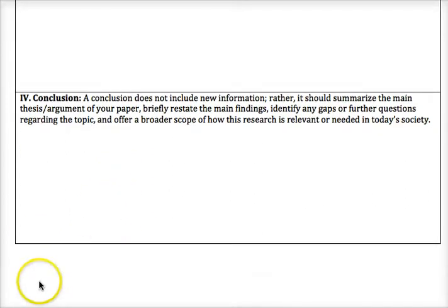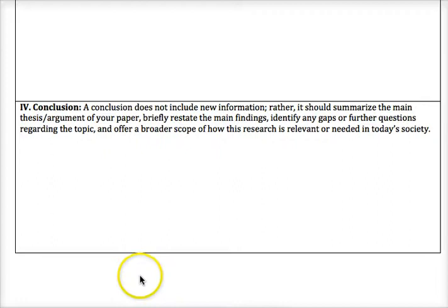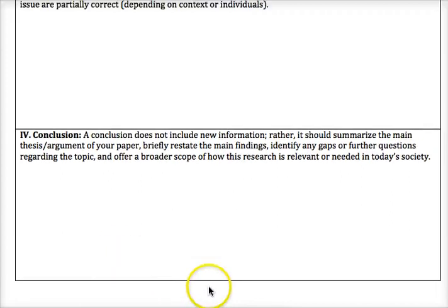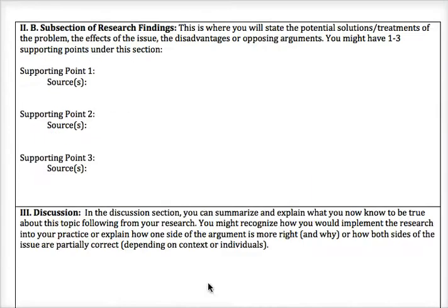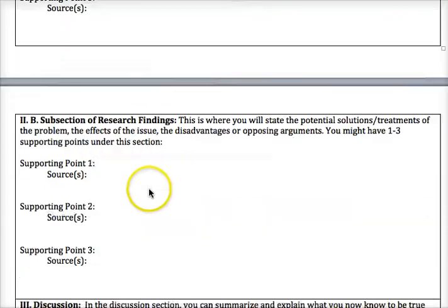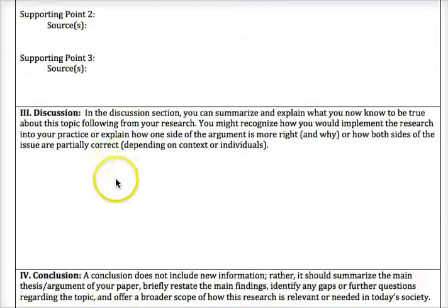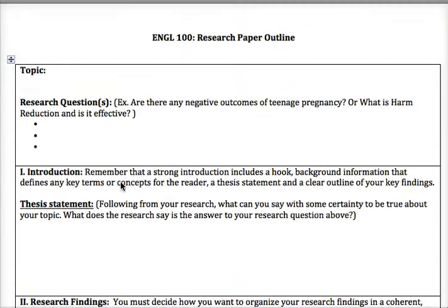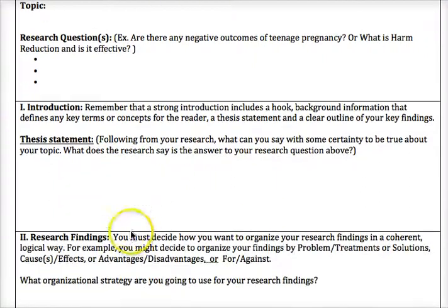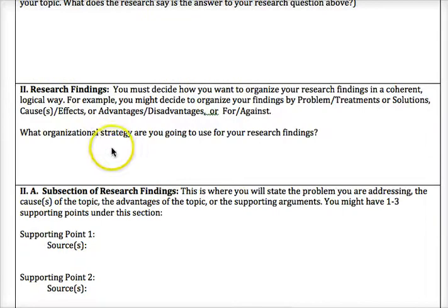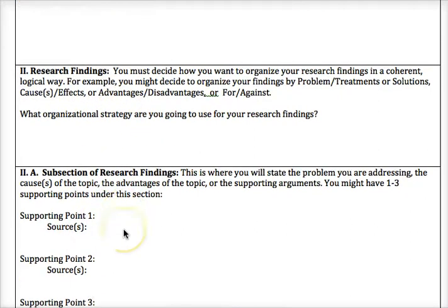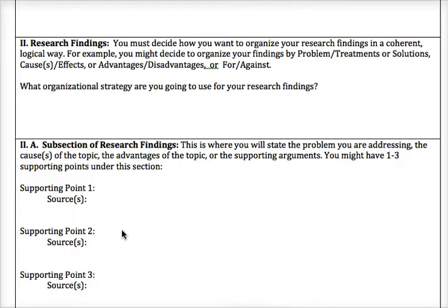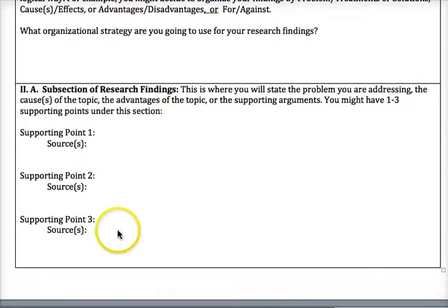And then you'll have your reference page at the very end of your paper with all the sources that you've used in your research section listed at the very end. So that's basically the outline that you can use for your research paper. So your key sections here are going to be your introduction, your research findings, and then you'll divide those in a way that you see as logical and coherent and makes sense to you.